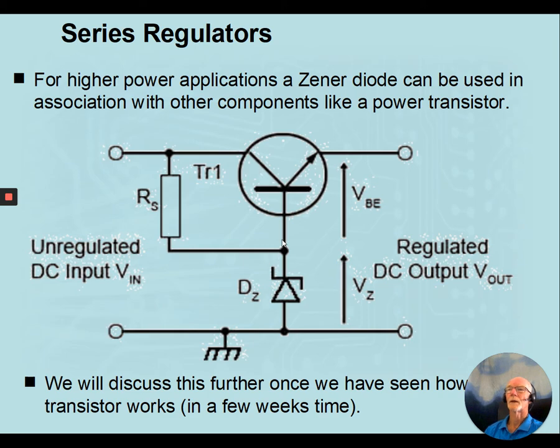But in this case, instead of the Zener having to take extra current, we can protect it by putting a high current device like some form of transistor in series with the load, and the Zener will just control that device. Now, we're not going to build the circuit, but if you see it, you need to be able to recognize it as being called a series regulator, and the Zener controls the transistor.